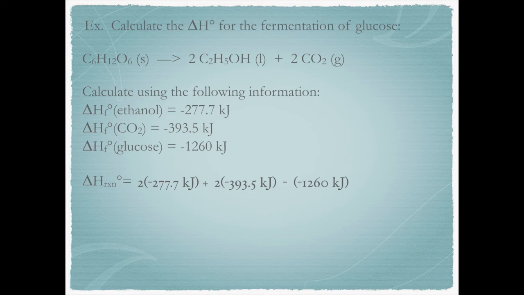And so what I have to do is simply take all of this. I've got to add the two enthalpies of formation of my products together, and that'll give me a negative number, and then I'm going to add to that 1,260. And so my enthalpy change for this reaction is going to be negative 82.4 kilojoules. So this is my standard enthalpy change for this reaction.